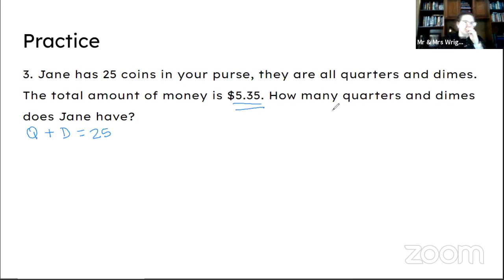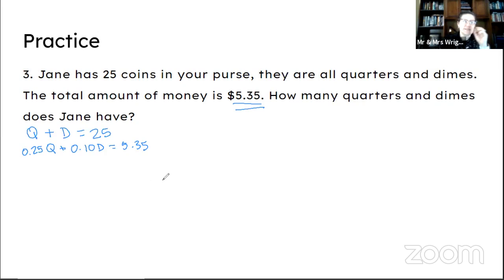Well, we need to know a little bit more information in order to write our second equation. And this information is understood for you to already know. This is the value of a quarter and the value of a dime. Well, everyone should know how much a quarter is. A quarter costs 25 cents, so 0.25 Q, and the value of a dime is 10 cents, so 0.10 D. So if we multiply the value of a quarter times how many quarters we have, and we add it to the value of the dimes times how many dimes we have, we add those two amounts together, we should get $5.35. That's how you figure out how much money you have.